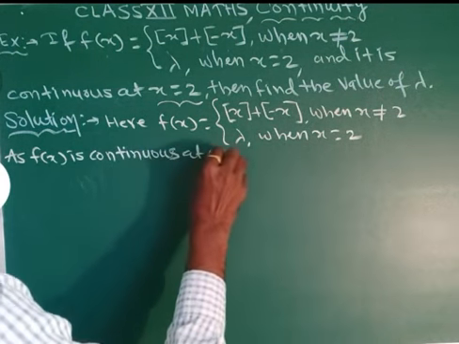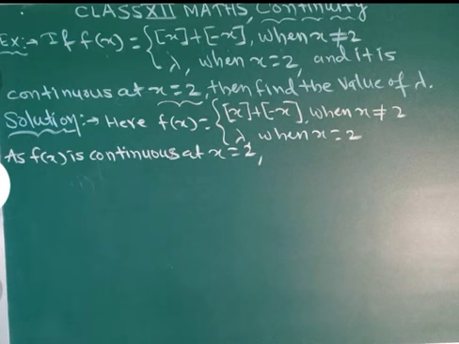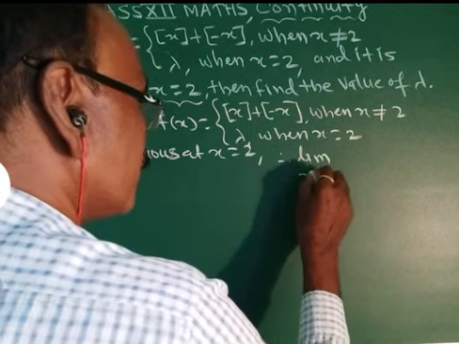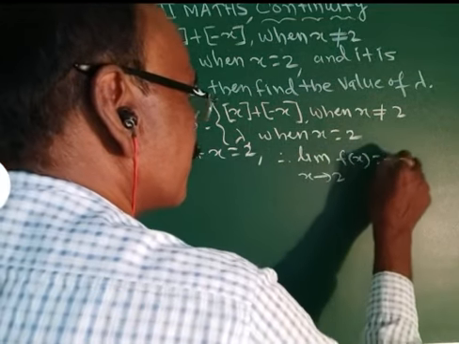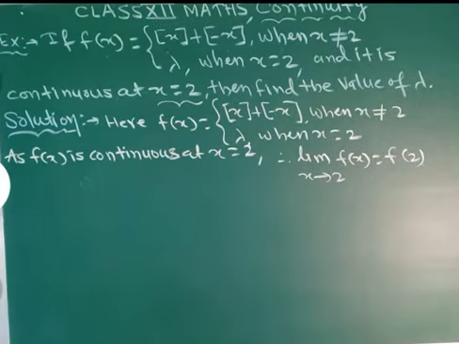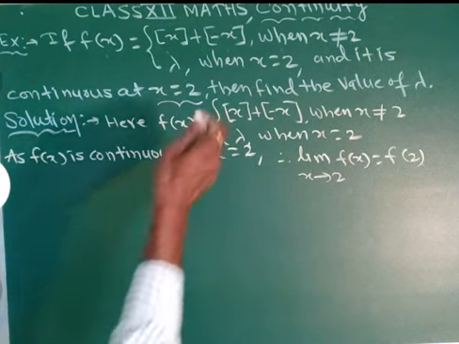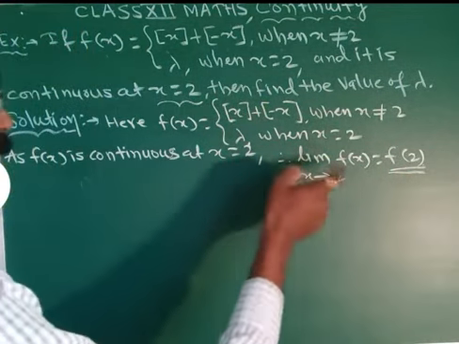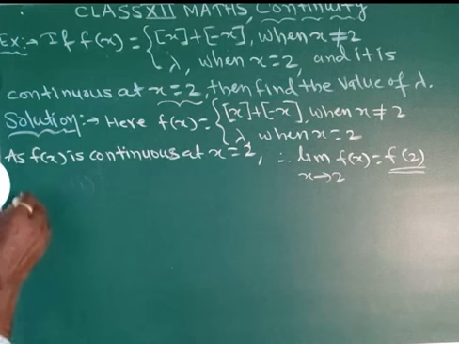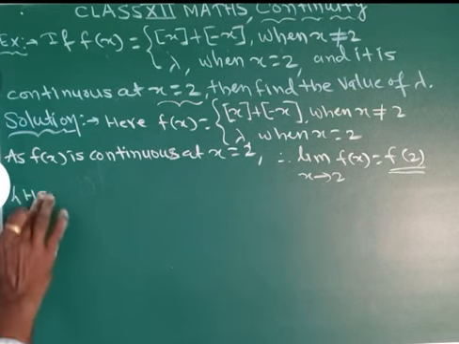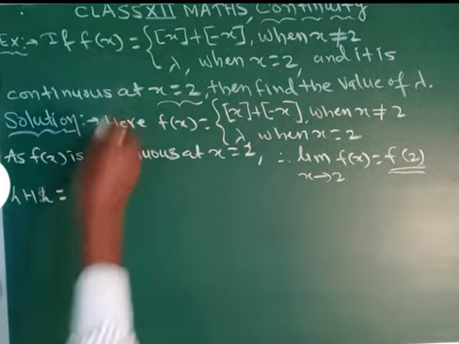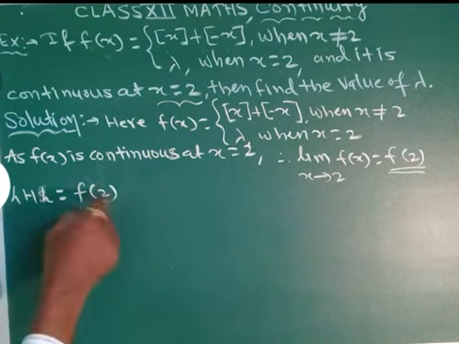We have this function f of x as a continuous function at x equal to 2, therefore the limit as x tends to 2 of f of x should equal f of 2. Then we can say that the given function is continuous. This means the left hand limit and the right hand limit should be the same as f of 2. The left hand limit should equal f of 2, which is lambda, and the right hand limit should also equal f of 2.